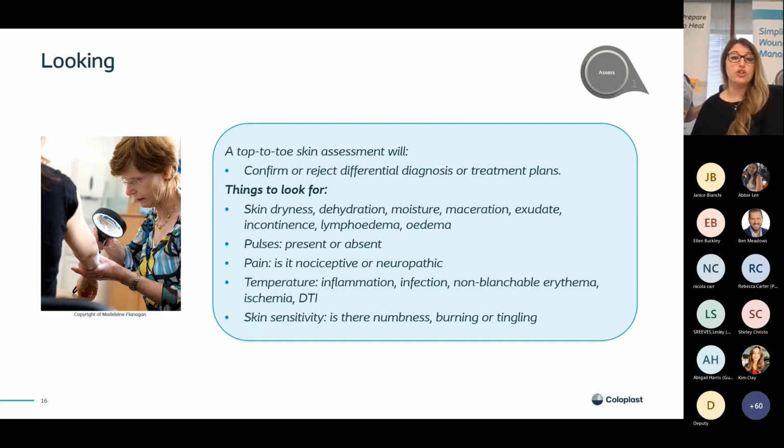You need to do a top-to-toe skin assessment. This will help you to confirm or reject what you're thinking your diagnosis might be and what then your treatment plan may be moving forward. So things that you need to look out for when you do a top-to-toe skin assessment will be how dry that skin is. And is that skin dry in a particular area, or is that skin dryness covering a whole limb? Or on the flip side of that, is that wound or the surrounding tissue very wet? Is it macerated? And what's causing that maceration?